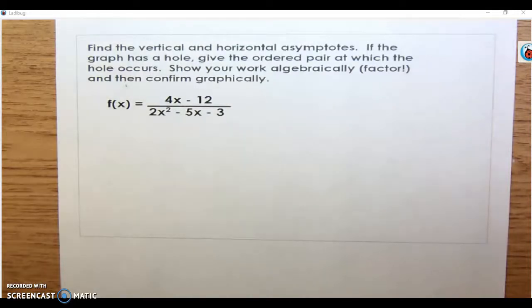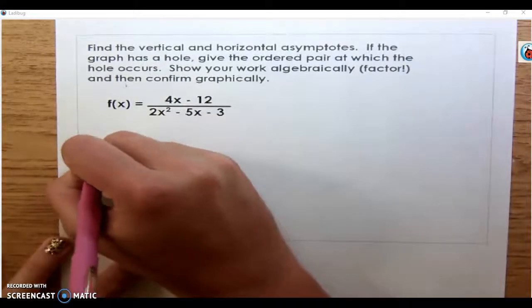So if you have to pick out of these three which one you want to find first, always do the horizontal asymptote first, because remember, you do that before you factor. So let's go ahead and do the horizontal asymptote.